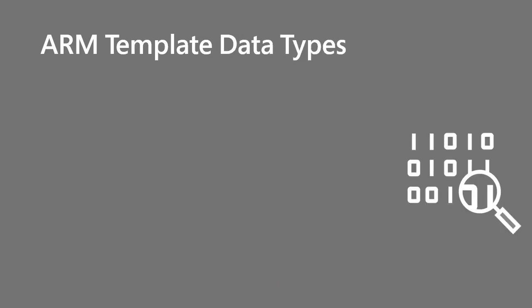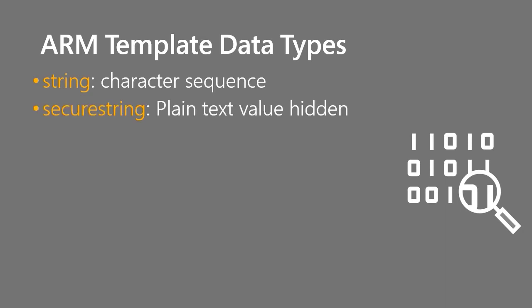The Azure Resource Manager JSON schema supports a number of data types. String is just a character sequence. Secure string is a string value, but Azure Resource Manager will hide the plain text value during and after deployment. The template itself, even though you declare, say, a parameter, like a password parameter, as a secure string, you're going to need to provide a plain text input unless you want to do something else to hide the plain text.